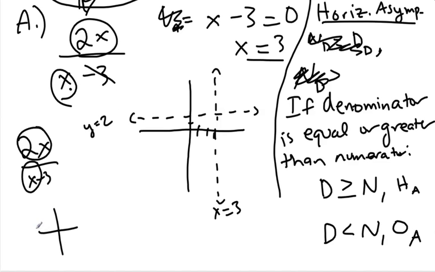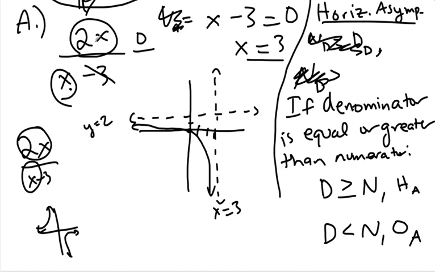Recall the rectangular hyperbola had two branches going like that. So now what we have to do is just pick a point. So let's pick 0. 2 times 0 is 0, and 0 over anything is going to be 0. So our point's going to exist over here. So we're going to go in this direction, up here, and in this direction, down here. Now we have to pick another point.